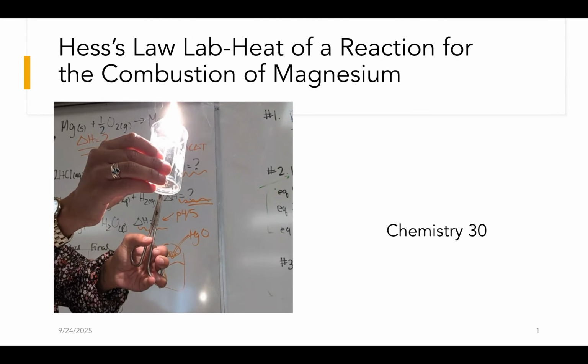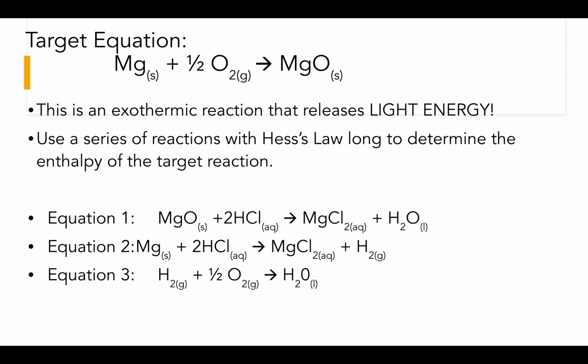So here's a lab I did with my Chemistry 30 class. It is to get the enthalpy for the combustion of magnesium. Because it's a Hess's Law lab, we do have our target equation, which gives us magnesium solid, adding in some oxygen, which is a combustion reaction, to get magnesium oxide.